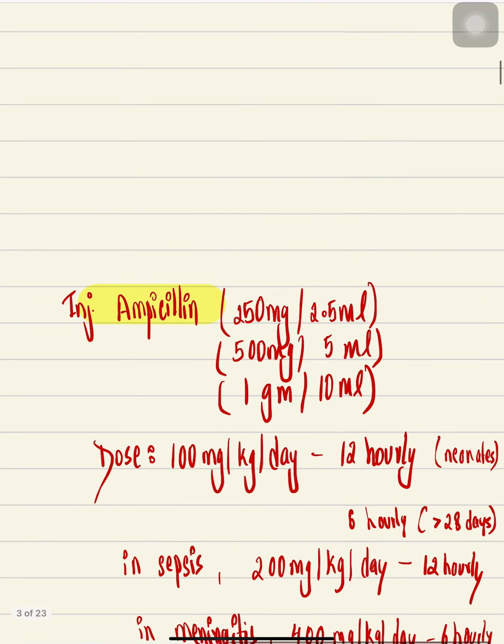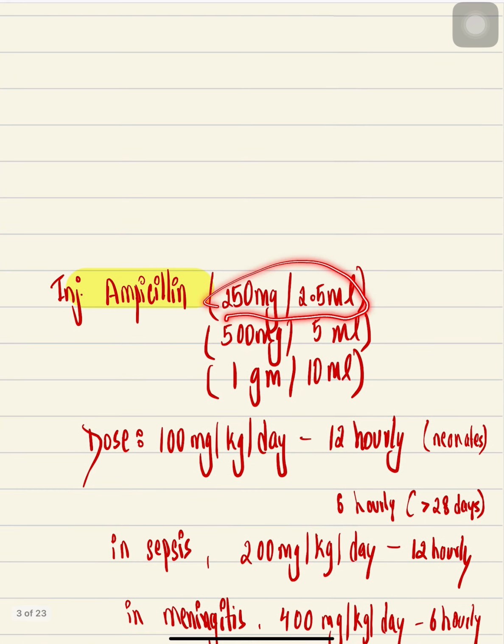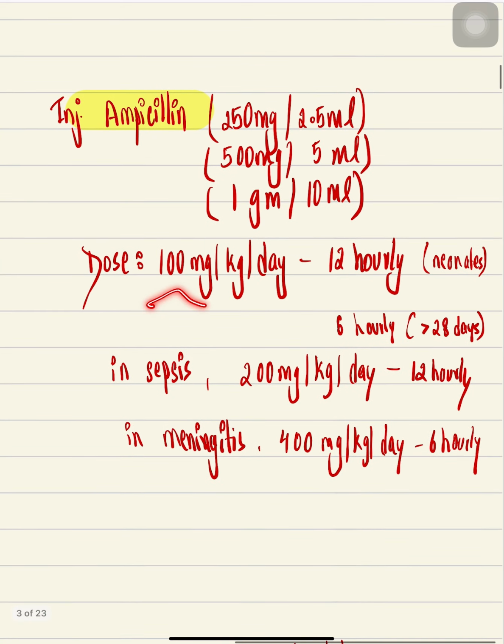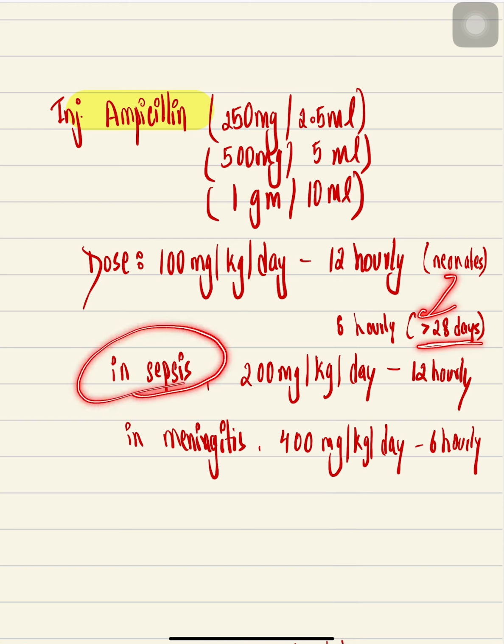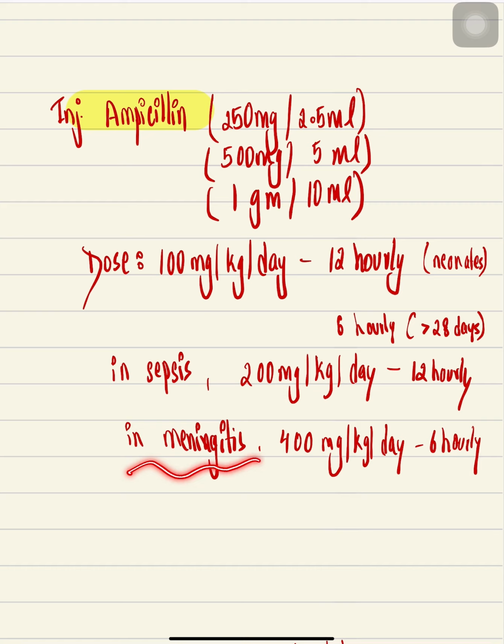Next is injection ampicillin 250 mg, 500 mg and 1 gram. The dose is 100 mg per kg per day 12 hourly for neonates and 6 hourly for more than neonates, means for infants. In case of sepsis, we can prescribe 200 mg per kg per day 12 hourly. In meningitis, we can prescribe 400 mg per kg per day 6 hourly.